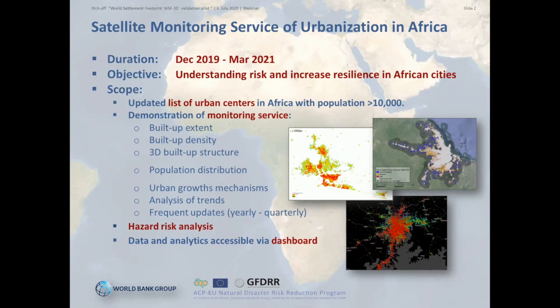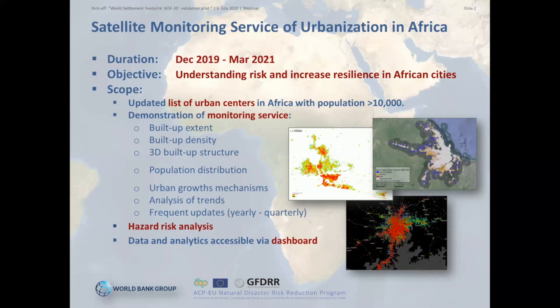The first step is to provide an updated list of urban centers in Africa with a population of more than 10,000 inhabitants. Then we are supposed to demonstrate monitoring services, a kind of constant observation capability for urban areas, with respect to several different parameters. The first one is the build-up extent, which is simply a build-up mask where we delineate the settlements. In this case, cities of more than 10,000 inhabitants, but with the technique itself, we can even detect and map smaller settlements and villages.